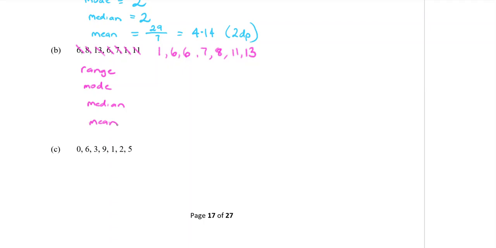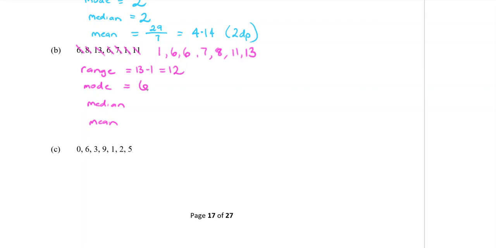Okay, the range is the highest minus the lowest. Highest and lowest. So 13 take away 1. 13 take away 1 is 12. The mode is the most occurring. Is something happening more than something else? The 6. Good, it's the only one that's repeated. So mode is going to be 6.